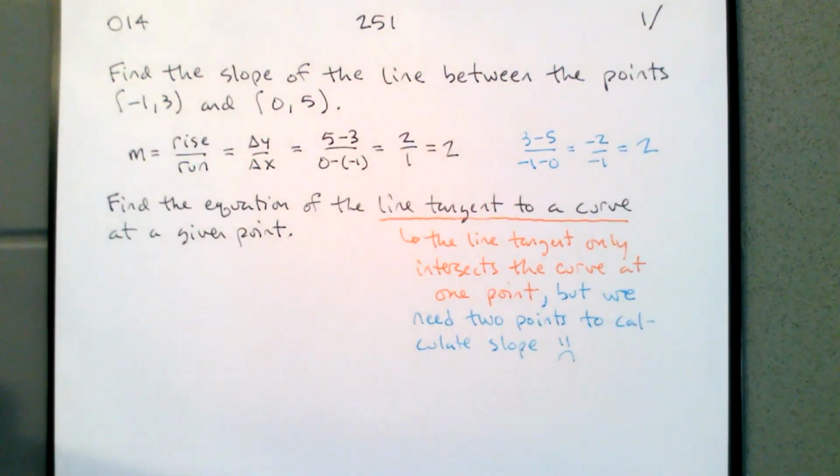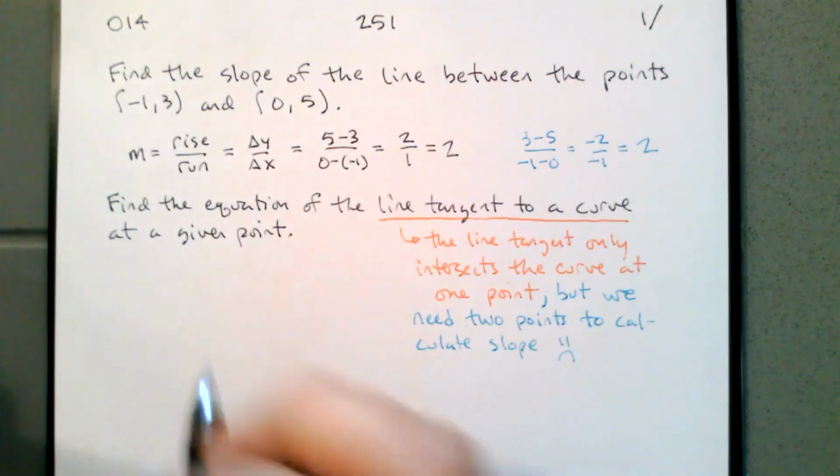So the line tangent to a curve only intersects the curve at one point, but we need 2 points to calculate the slope. We have to have a change in y and a change in x. If we try to do this with 1 point, we end up with 0 over 0.